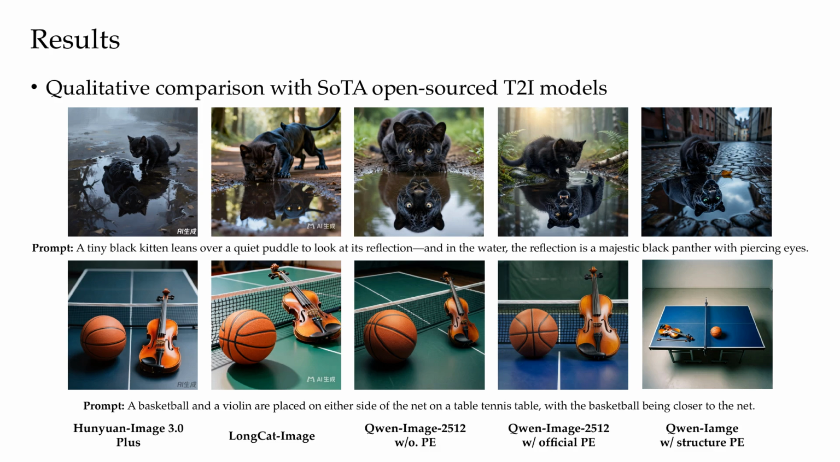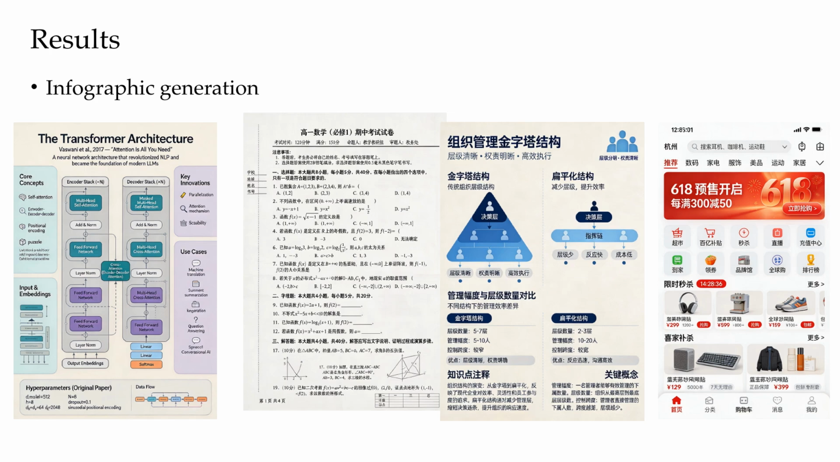Here's what all of that buys, head-to-head, ours on the right. A basketball and a violin, either side of a net, with the basketball closer. A spatial relation, not just 2 objects. And a kitten whose reflection is a panther, where the reflection must deliberately disagree with what it reflects. And the hardest case of all, dense, legible, structured text, where layout and spelling must both be right. This is where explicit layout fields pay off most. Position and text are conditioning variables, not things the model has to guess.